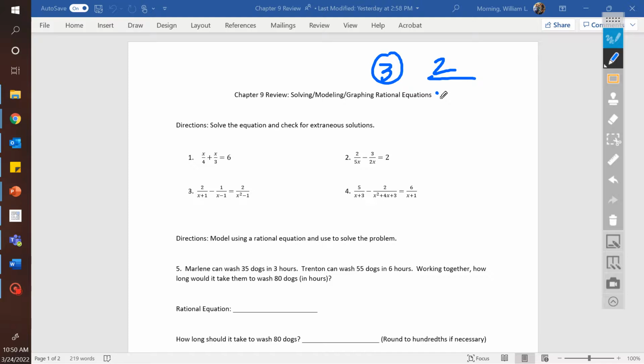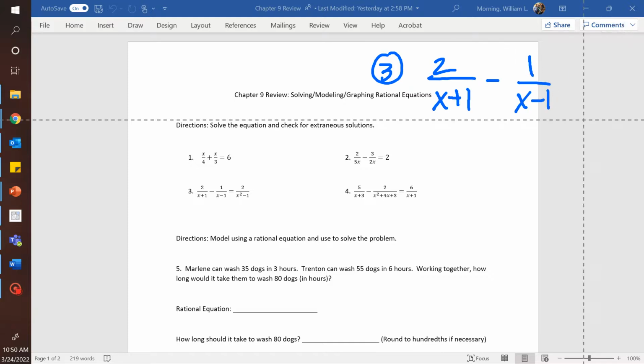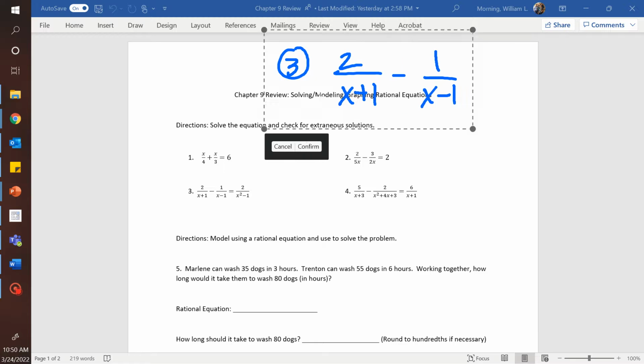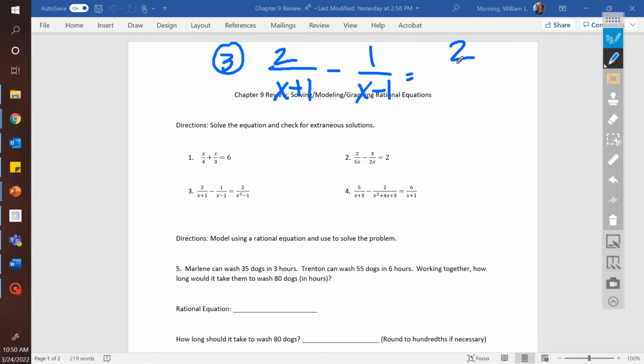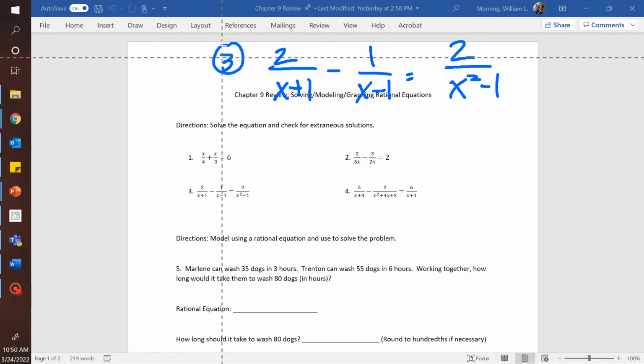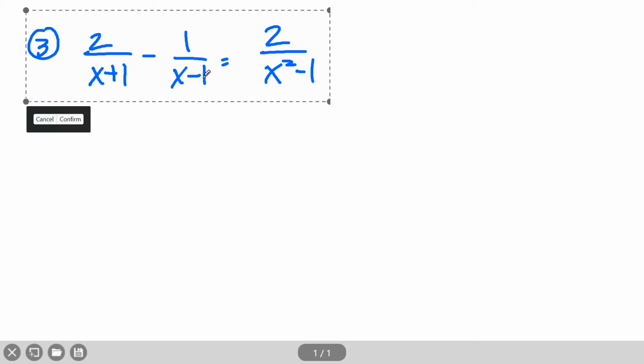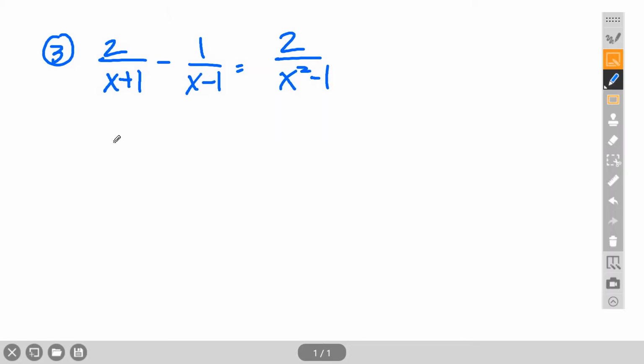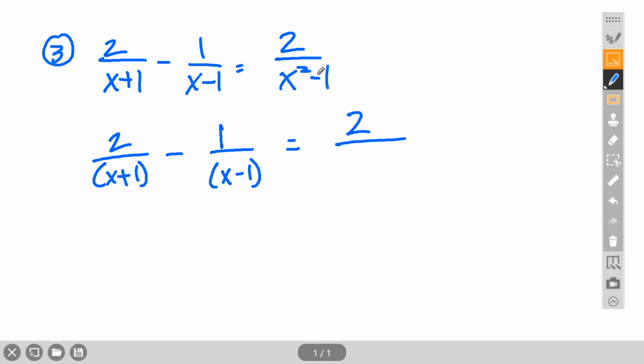Number 3, we have 2 over x plus 1 minus 1 over x minus 1, and this is equal to 2 over x squared minus 1. Okay, so in order to figure out what factors we need in the denominator, we need to factor all of our denominators. The first one is fine, x plus 1 is the only factor. The second one is fine, x minus 1 is the only factor. However, the last one, x squared minus 1, can factor into two factors, x plus 1 and x minus 1.